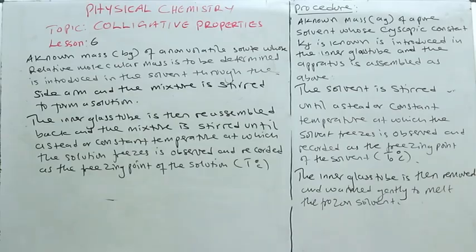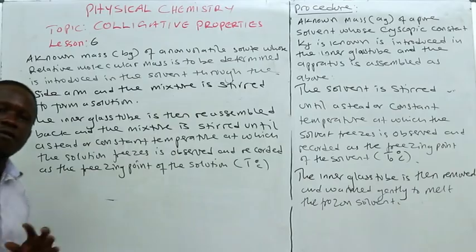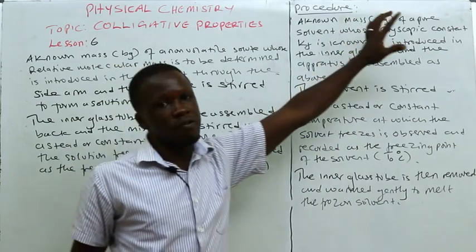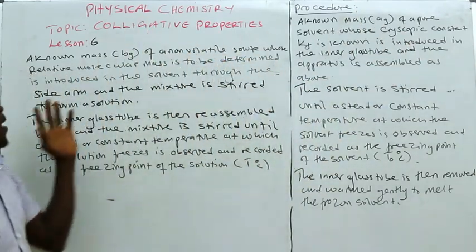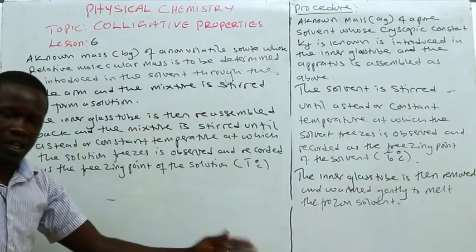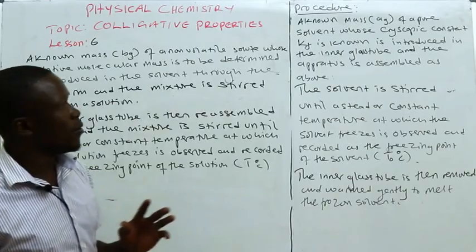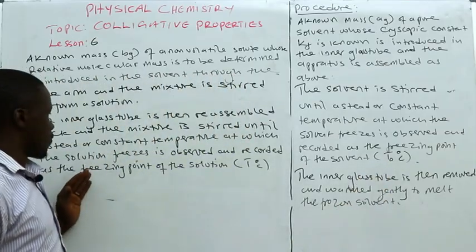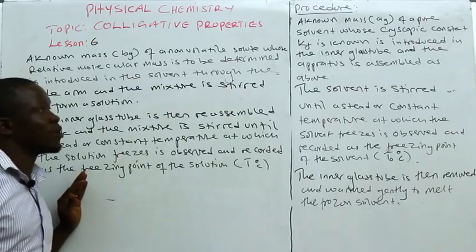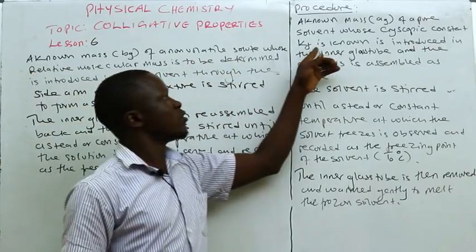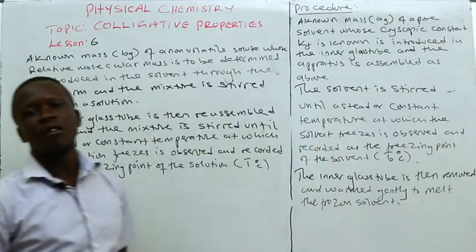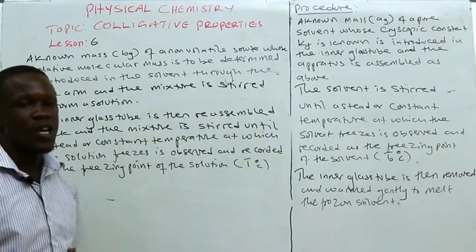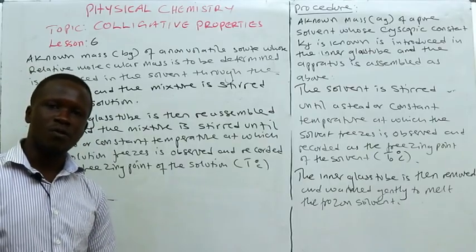So now, this is all that we need from this experiment. We now know the mass of the solvent, we know the mass of the solute that was added, we now know the freezing point of the solvent, we now know the freezing point of the solution, and we are sure we know the Kf of the solvent. Now, having all those results from this experiment, we can carry out treatment of results.